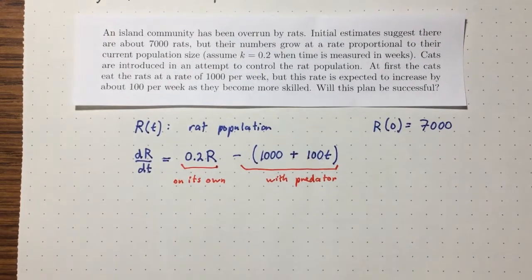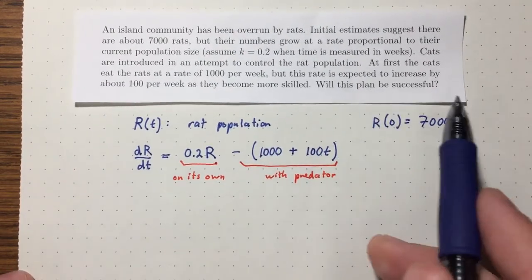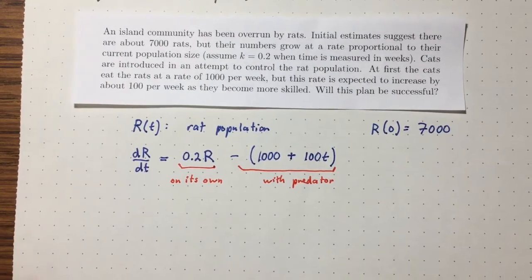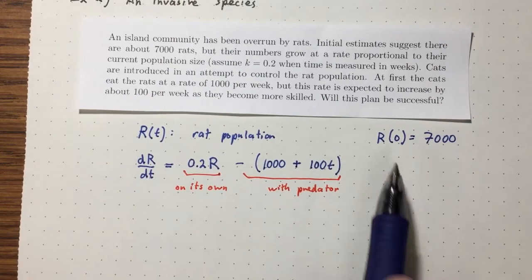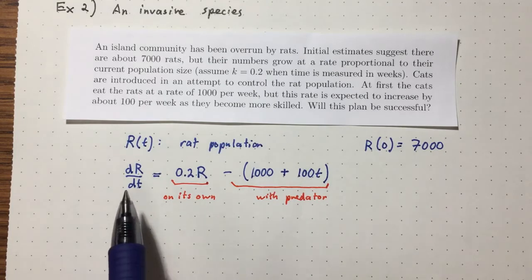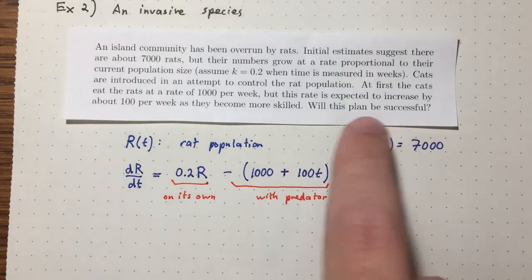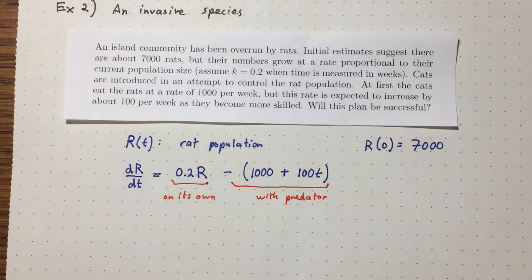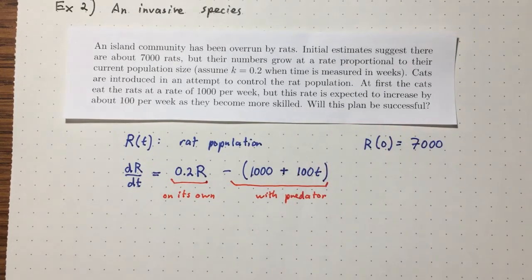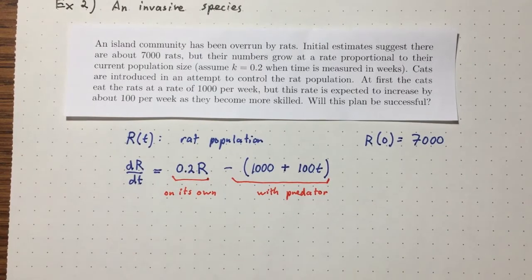And finally, we have a question. Will this plan be successful? So how will we solve this problem? We'll do what we've been doing. We'll write down a differential equation, which we kind of just did as we were reading through this. We'll solve this differential equation, and then we can look at the solution, perhaps take a limit of the solution as t gets larger, to see what's going to happen. Okay, so there's the differential equation.